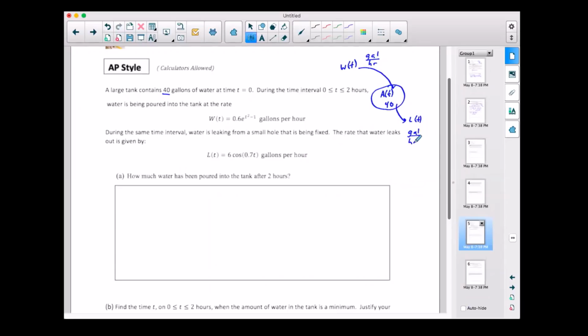This is another example where they've given us functions, but they didn't use any prime symbols, but yet they're still rates, right? They're still derivatives. So always look for those keywords. If something is a rate, you know it's already the derivative.